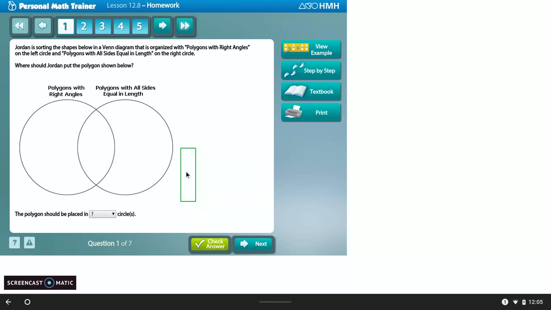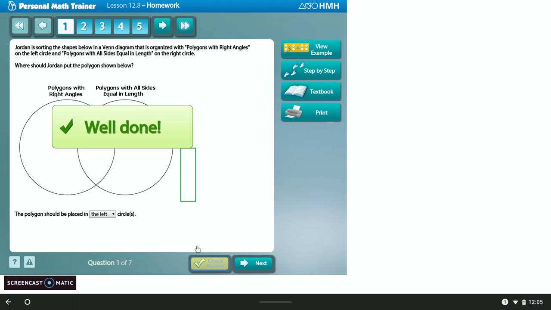Where should he put this rectangle? Should it be in the right angle circle, the all side lengths are equal circle, or should it go in the middle? Left, right, or both? If you're thinking left, that's the correct answer. I'm sorry, Mr. Rectangle. You do not have sides that all have equal length. So that's why it wouldn't be in both, and that's why it's only in the left.